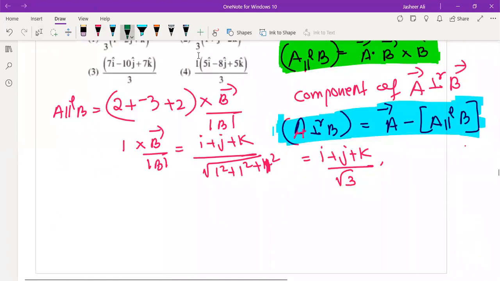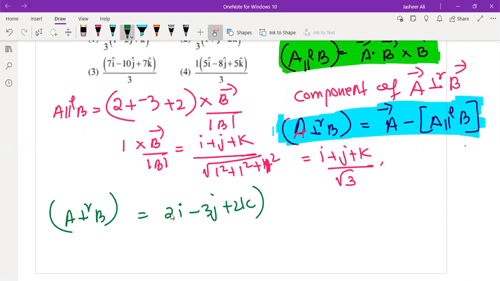So let me take another color. So A perpendicular to B. What is vector A? The value of vector A is given in the question, right? 2i minus 3j plus 2k. It's given above. And this is subtracted with A parallel to B, which is I plus j plus k over root 3. Now we will subtract this from vector A.